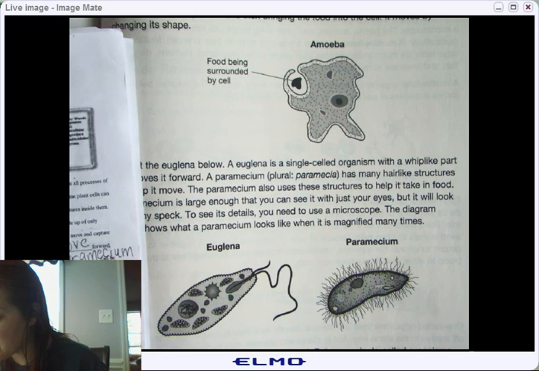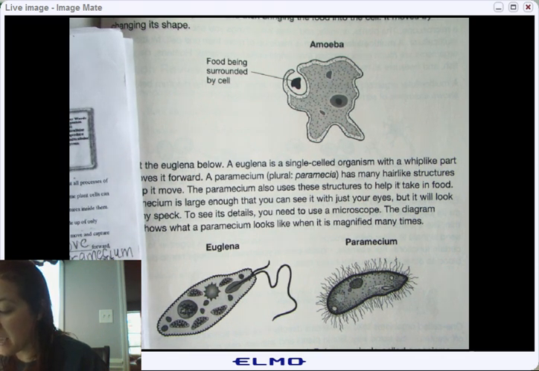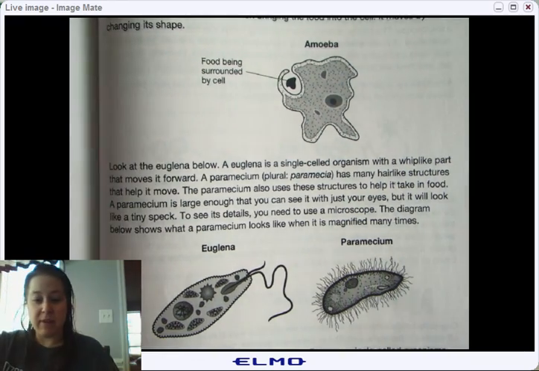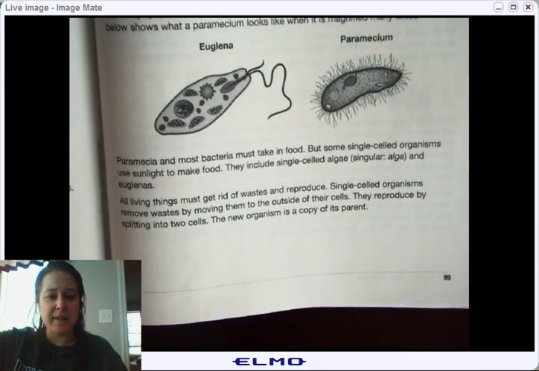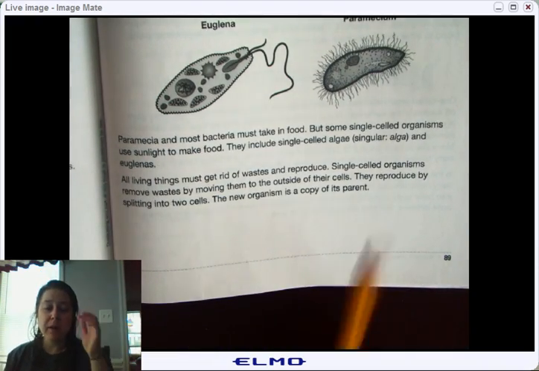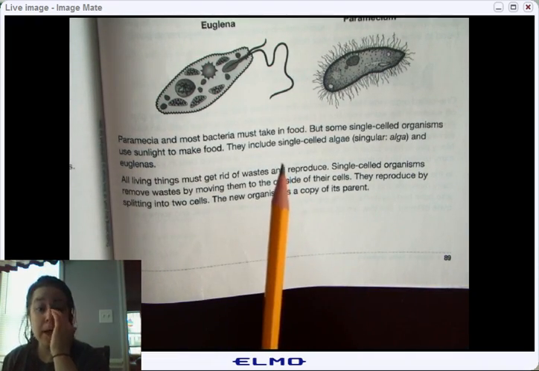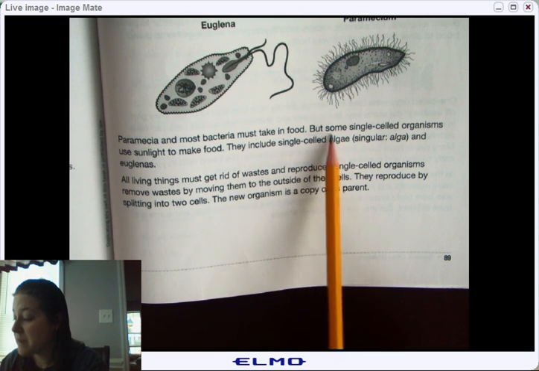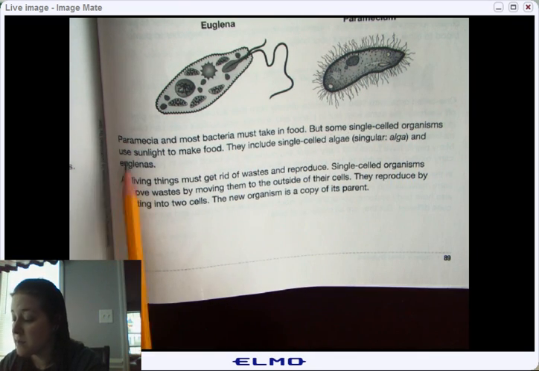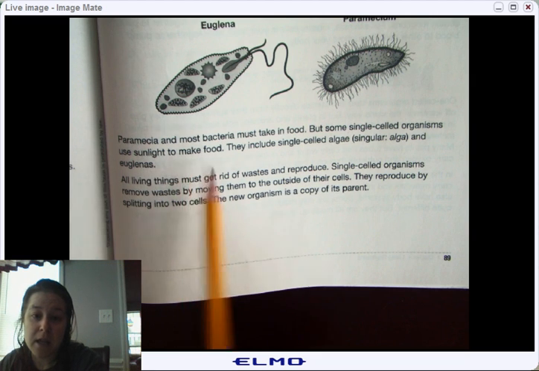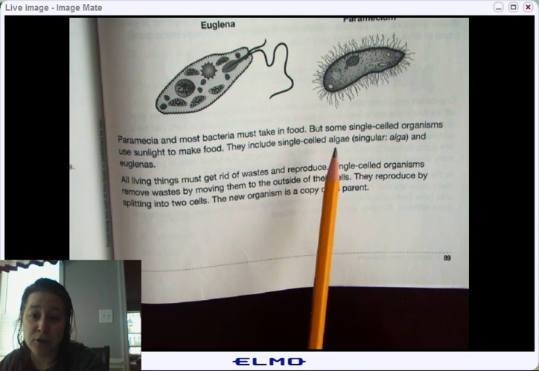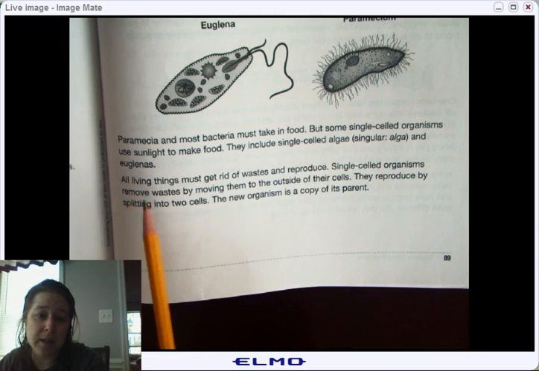Paramecium and most bacteria take in food, but some single-celled organisms like blank and euglena use blank to make food. So we're going to look down right here in our last paragraph of the page. Paramecium and most bacteria must take in food, but some single-cell organisms use sunlight to make food. These include single-celled algae and euglena.